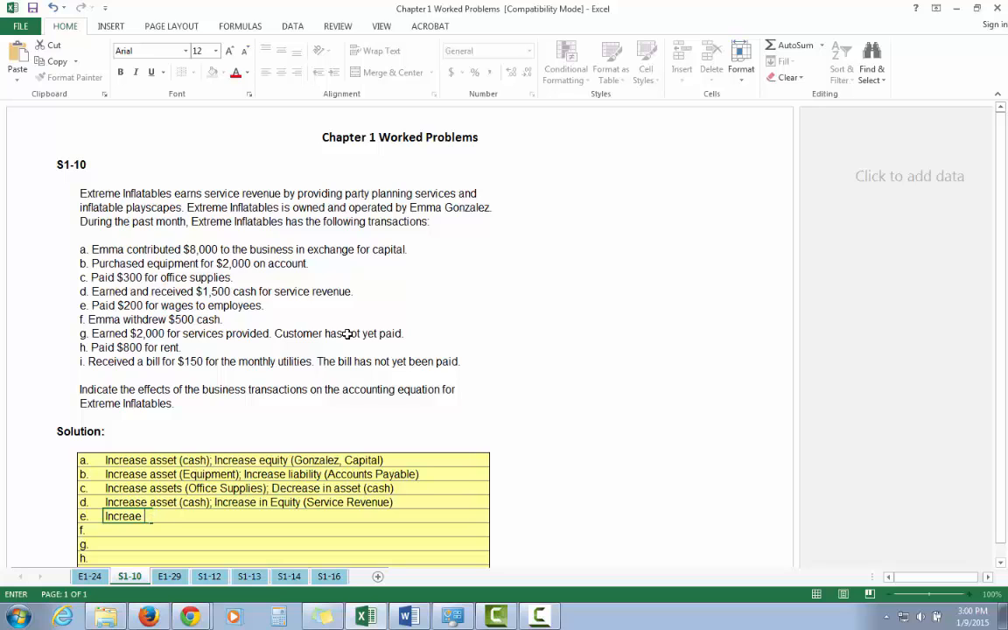Well, first let's do our decrease in asset. We have an increase in our expenses because we're incurring that cost, but it decreases equity.